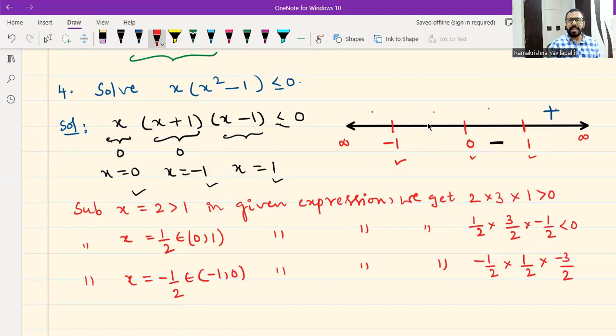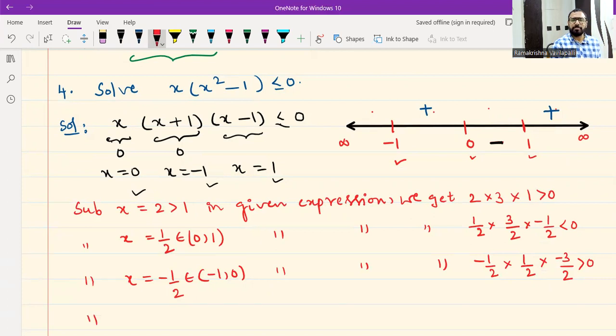So here negative into negative is positive. So this expression is positive. Therefore, here you keep the positive sign between minus 1 and 0. Finally, it won't take much time to find out the intervals.